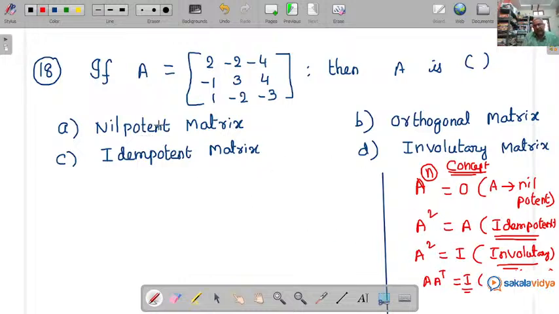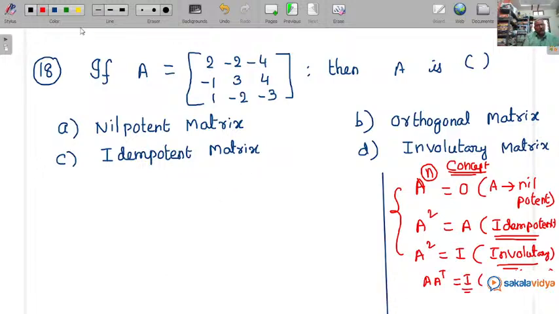Nilpotent matrix means A square is equal to O or A cube is equal to O, then A is said to be nilpotent. A square equal to I, or A into A transpose. That means better you check A square value. But instead of checking A square, directly we can write the characteristic equation.